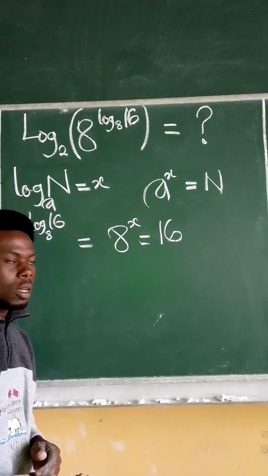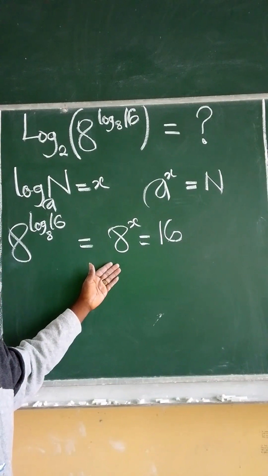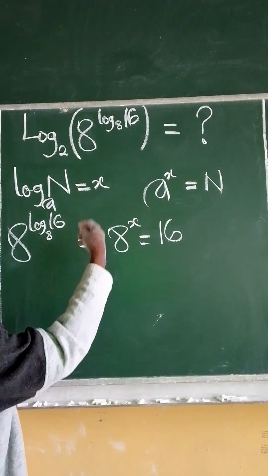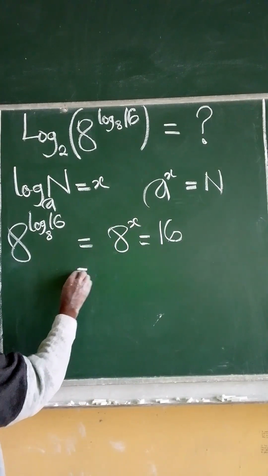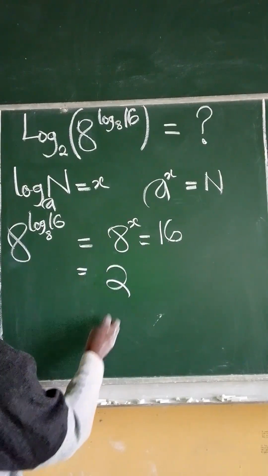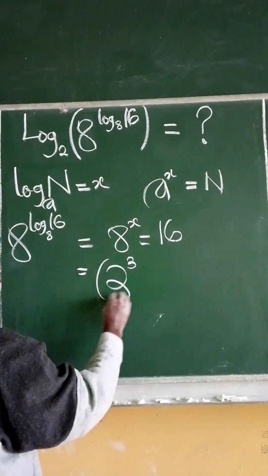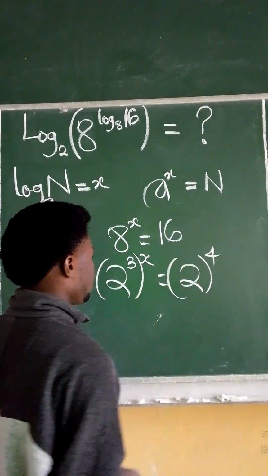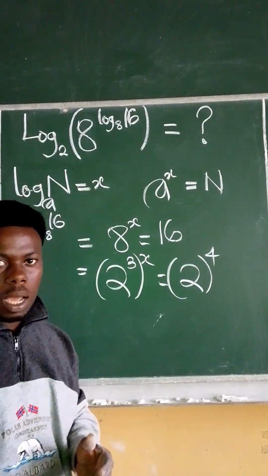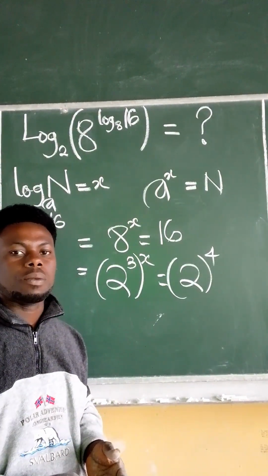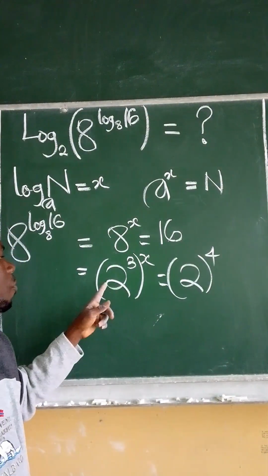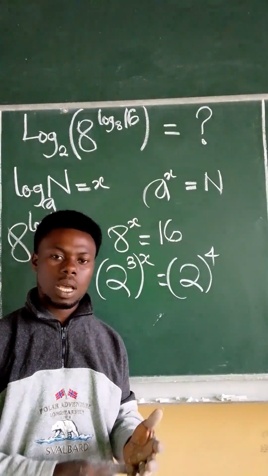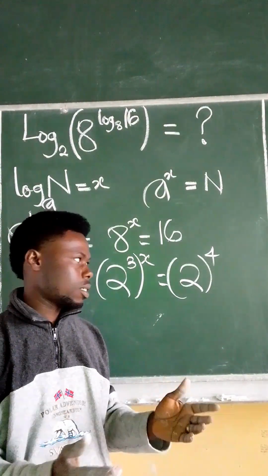The next approach is to put this equation into base 2. So 8 raised power of x is the same thing as 2 raised power of 3, which equals 2 raised power of 4. 2 raised power of 3 is 2 times 2, which is 4, and 4 times 2, which is 8. Over here, 2 raised power of 4 means 2 times 2 times 2 times 2, which is equal to 16.